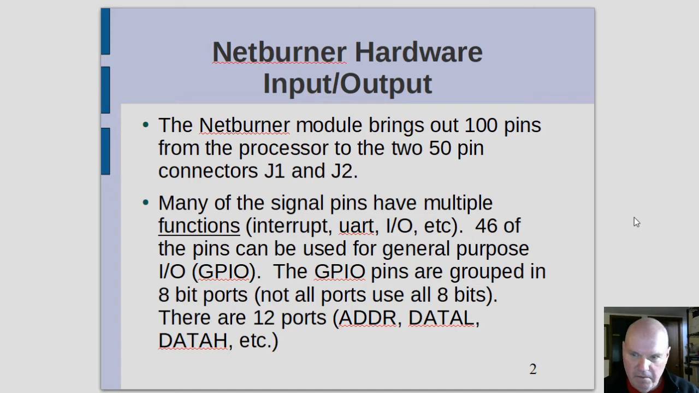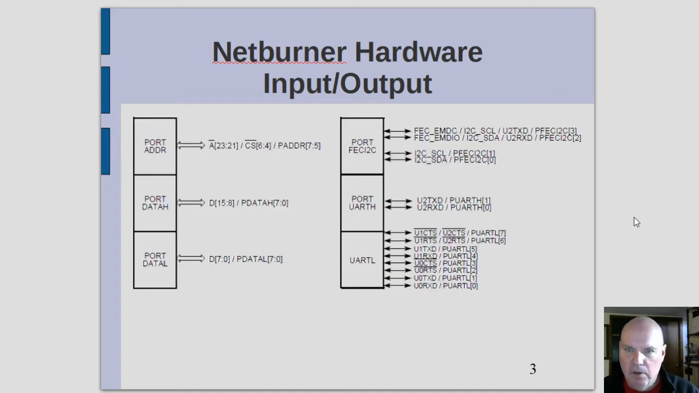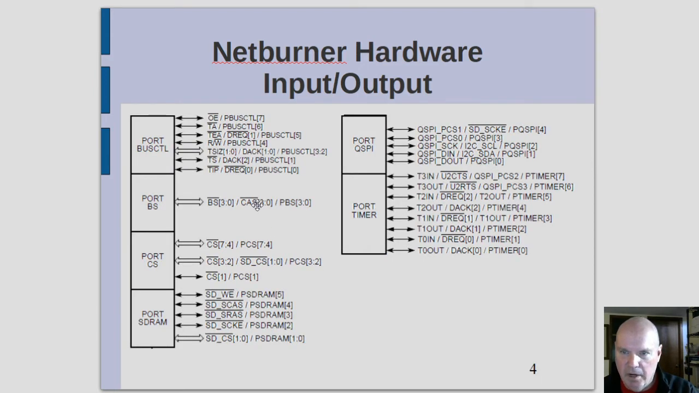So the ports have various names: the address port, the data high port, the data low port, UART ports, various, and so on. And this, I think I took from one of the reference manuals, shows some of the various multifunctions of the different ports. Now, in order to use the NetBurner board, you have to find out what the corresponding GPIO pin number is.